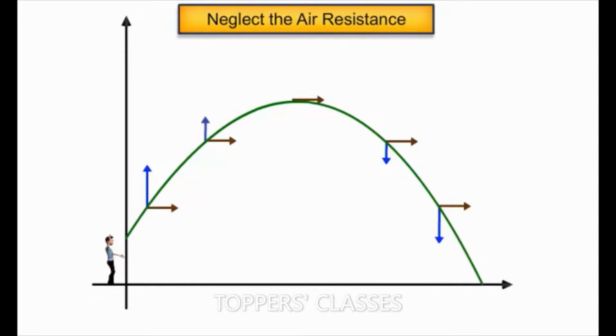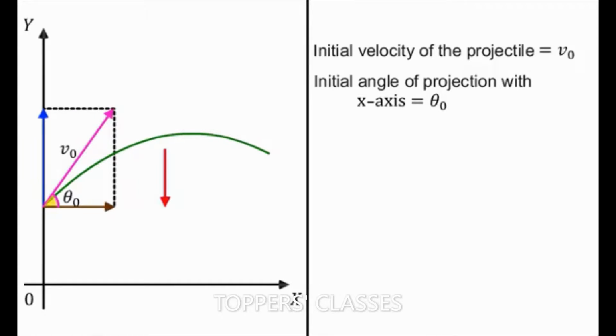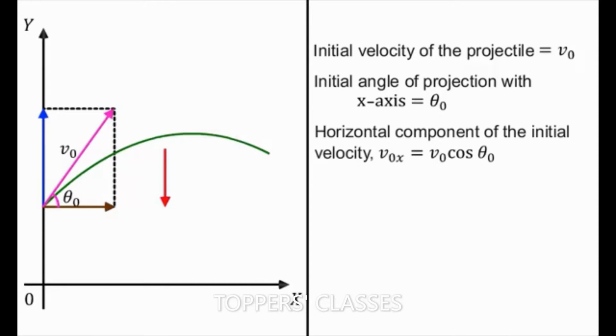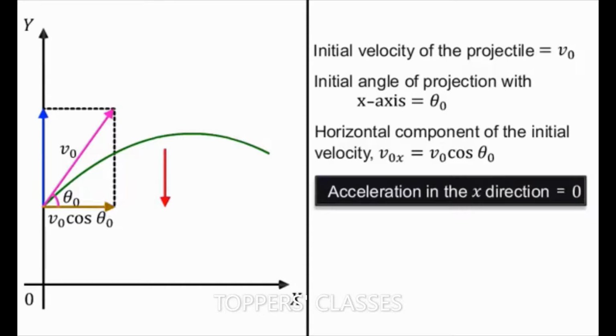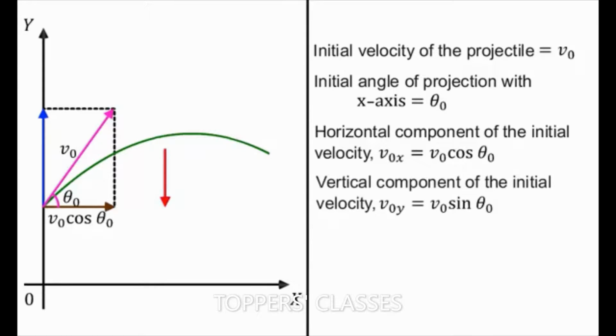The initial velocity of the projectile is v0. The initial angle of projection with the x-axis is theta 0. The horizontal component of the initial velocity, v0x, is v0 cos theta 0. This horizontal component remains constant throughout the flight, as the acceleration in the x direction is 0 and air resistance is negligible. The vertical component of the initial velocity, v0y, is equal to v0 sin theta 0.